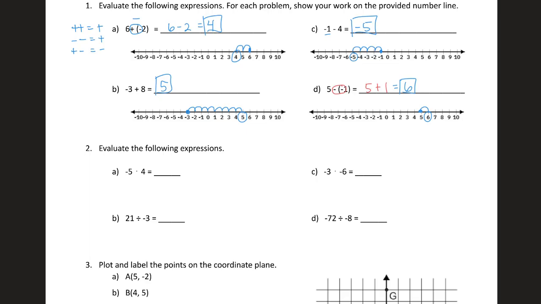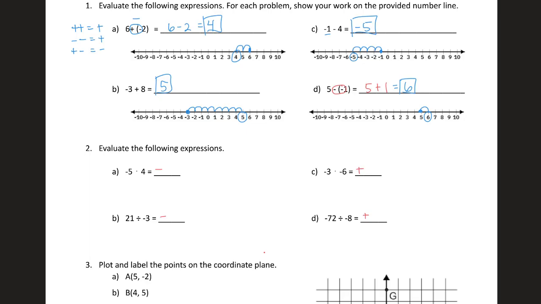So looking at A, we have a negative times a positive. So I know my answer is going to be negative because those signs are opposite. For B, again, I have a positive and a negative, so opposite signs, so my answer is going to be negative. For C, I have a negative and a negative. When the signs are the same, we know my answer is going to be positive. And then in the last case, I have a negative and a negative. Again, two negatives, when we're dividing, become a positive.